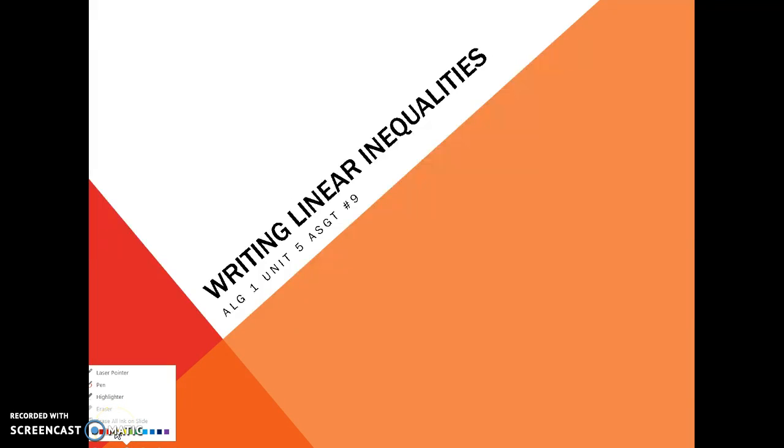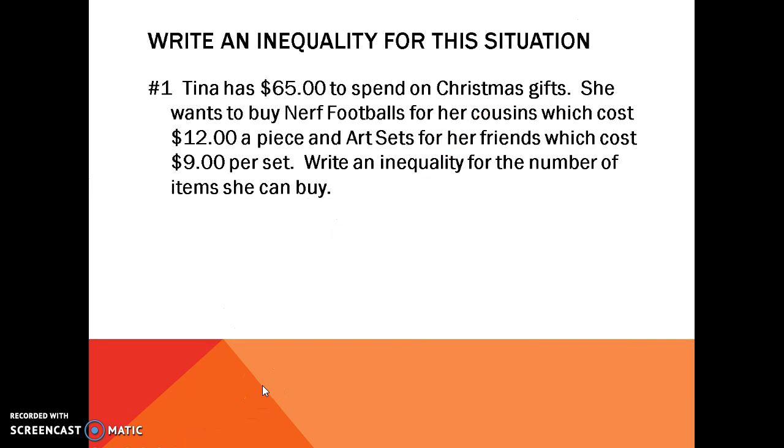So in assignment number 9, which is our last assignment in this unit, we're going to be writing linear inequalities. Let's go ahead and get started here with this first problem. It says Tina has $65 to spend on Christmas gifts, and she wants to buy Nerf footballs for her cousins, which cost $12 a piece, and art sets for her friends, which cost $9 per set. Write an inequality for the number of items she can buy.